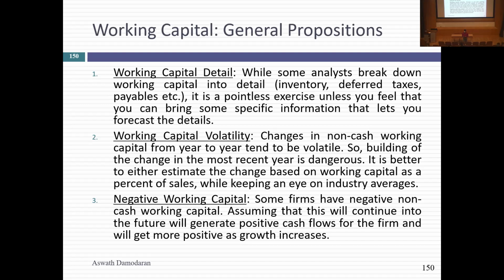So here's a way around that. Instead of looking at the change in non-cash working capital in the most recent year, compute non-cash working capital as a percentage of revenues each year. It's a much more stable number. You're not going to get the swings you do with traditional working capital. And make that the basis for your forecast.